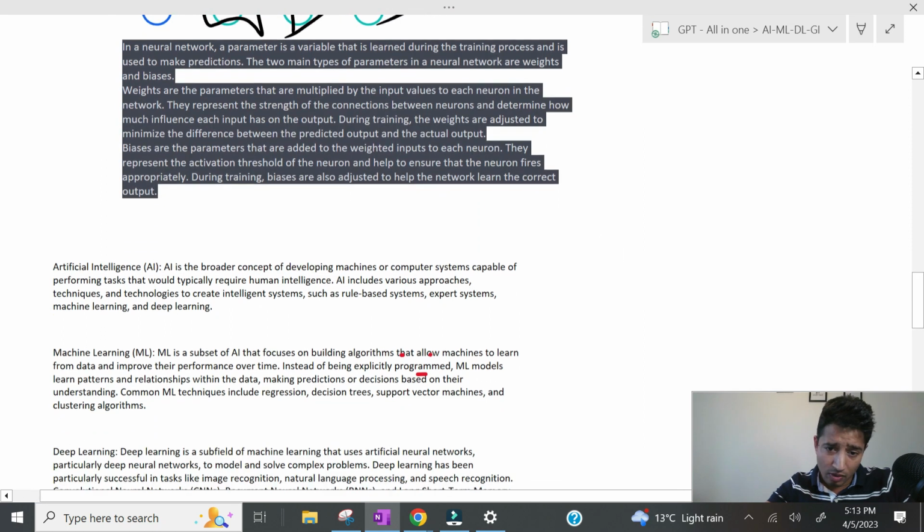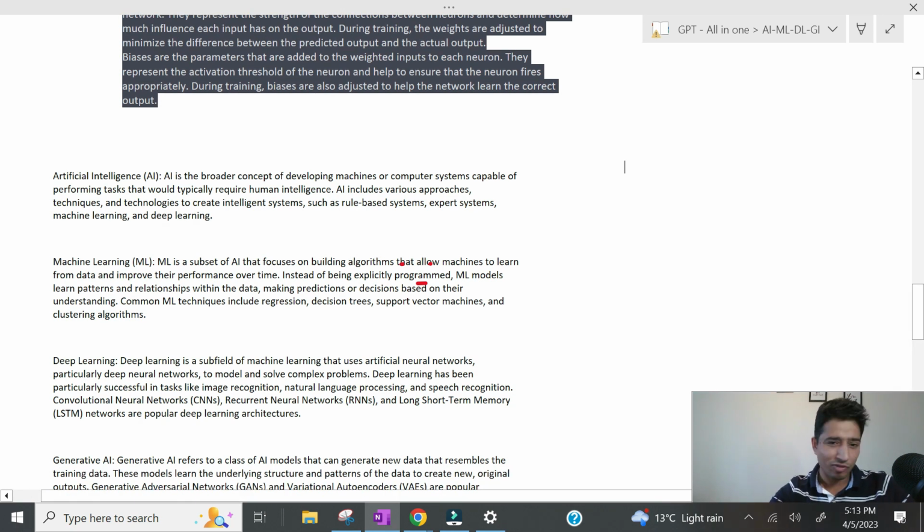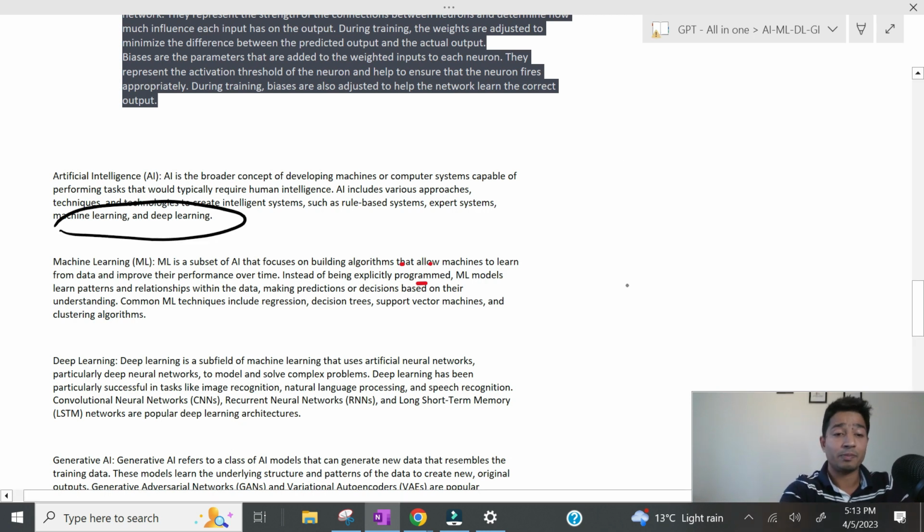Let's take a step back and let's see the definition of each of them in bookish language, right? So AI is a broader concept of developing machines or computer systems capable of performing tasks that would typically require human intelligence. AI includes various approaches, techniques, and technologies to create intelligent systems such as rule-based systems, expert systems, machine learning, and deep learning. So when we see here, machine learning and deep learning are part of AI, right? What is machine learning? It's a subset of AI that allows machines to learn from the data and improve performance over time without being explicitly programmed.